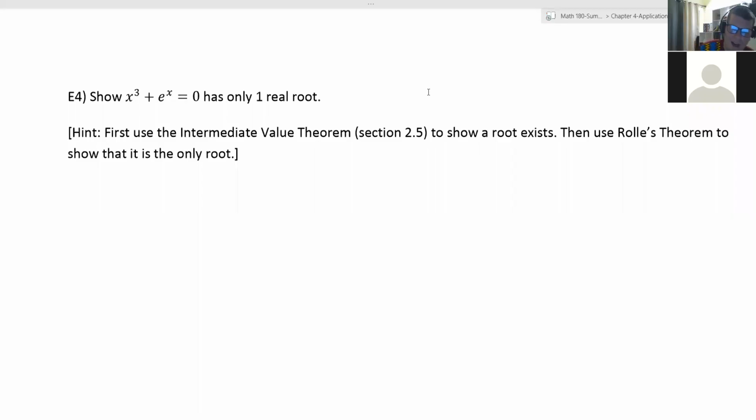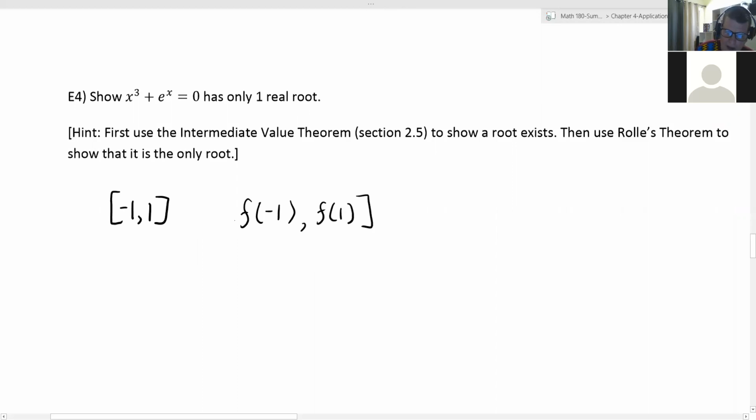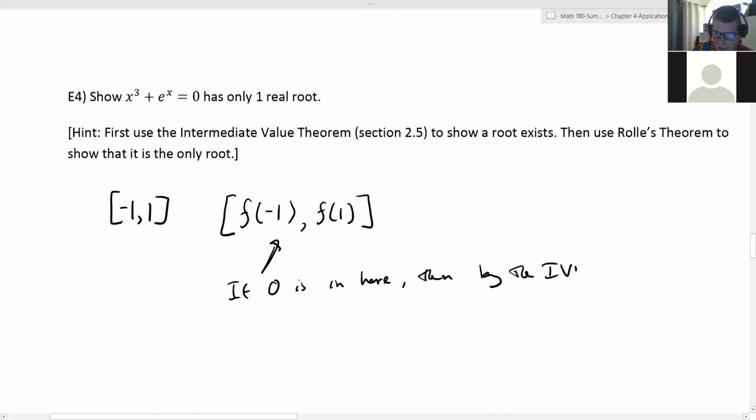So we'll pick an interval, and I said to pick -1 to 1 as a good interval to choose. So we'll find f of -1 and f of 1, and see if 0 is in that interval. If 0 is in here, then by the IVT, x cubed plus e to the x has a 0 in -1 to 1.